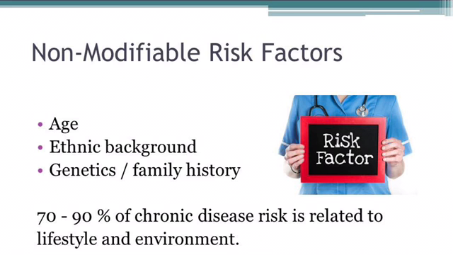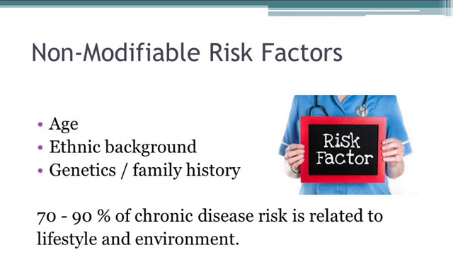Non-modifiable risk factors. I don't want to spend a great amount of time on this category, but it is important to at least mention this area. These are the risk factors that we really don't have any control over, right? So age, we cannot control our current age. Ethnic background, genetics, family history, these aren't things we really have any say on.